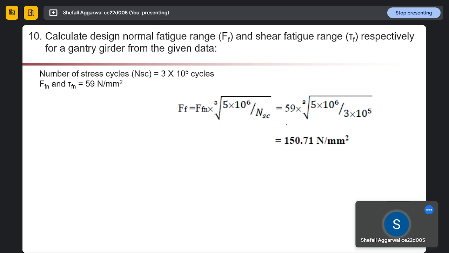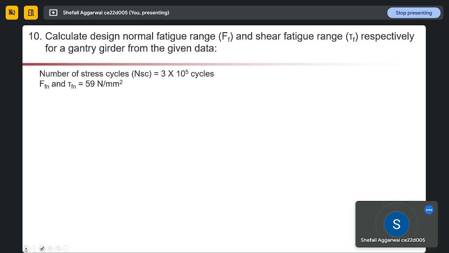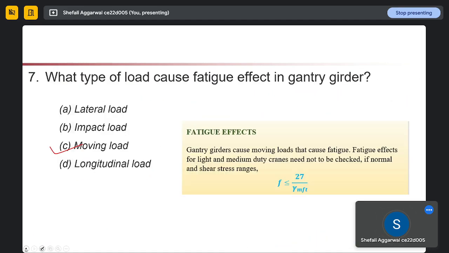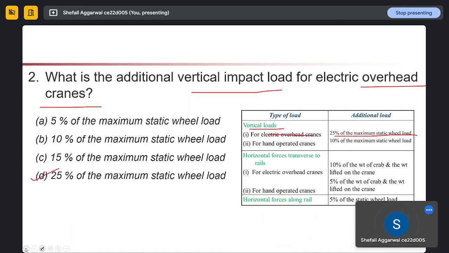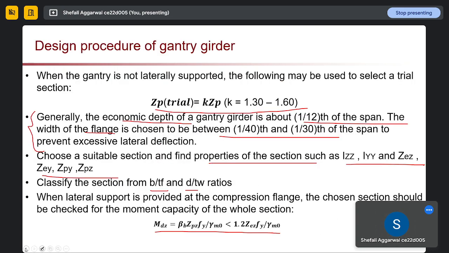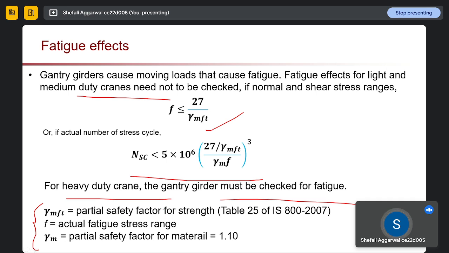So we had the formula of Nsc. We have just converted that formula. I will show you that formula. So this was the formula where our Nsc should be less than 5 into 10 to 6, 27 divided by gamma MFT divided by gamma Mf whole cube. So now we are calculating fatigue stress F. We are calculating the F value. So F will go there, Nsc will go here, it will come as cube root.